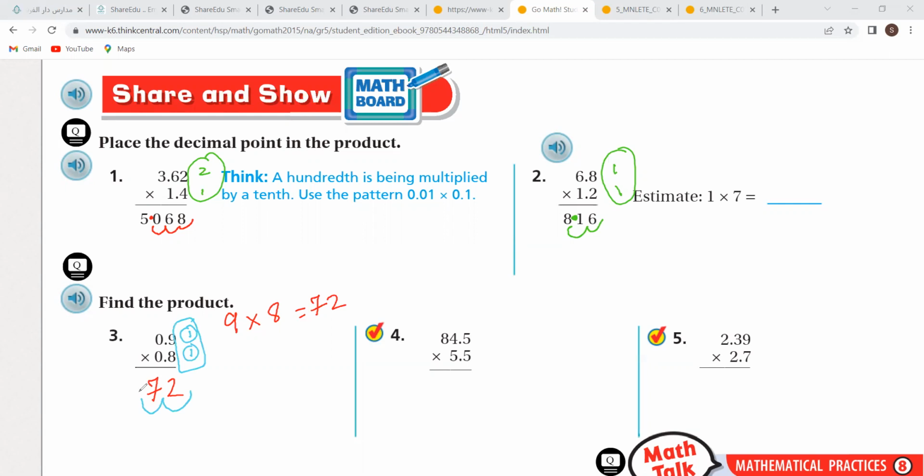Here. Tell me, here means before 7. Excellent, before 7. Now at this point, you remember, if you put something before 7, you have to put a zero. Zero. Excellent, girls. These are the questions.